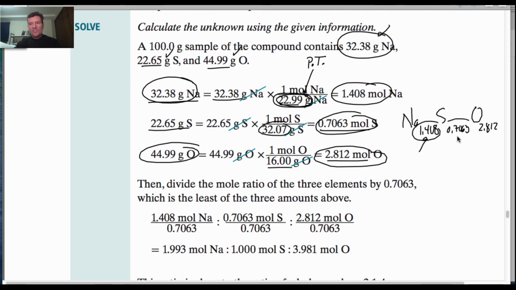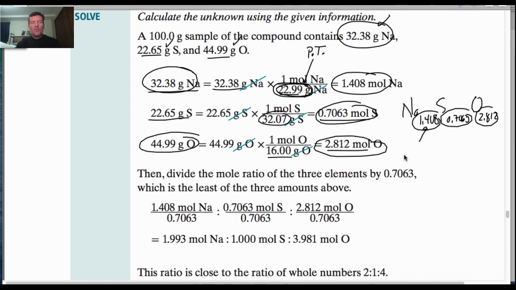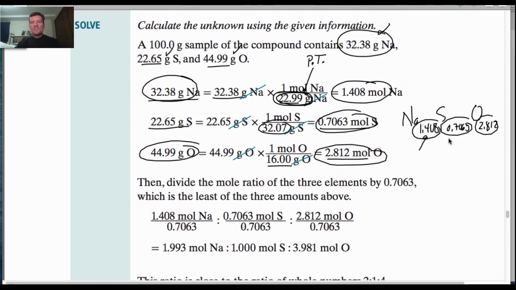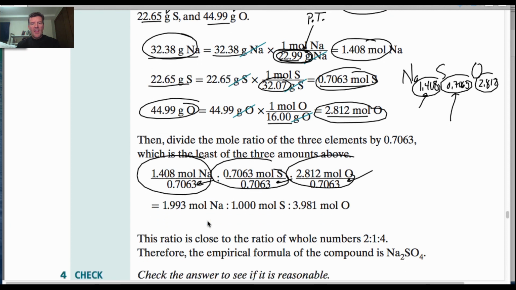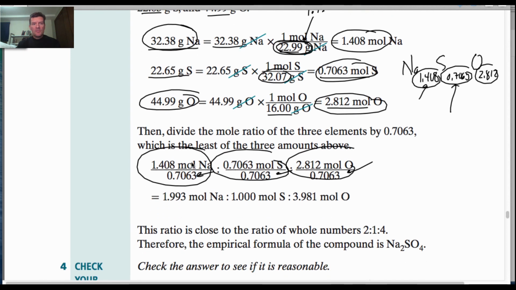This is the ratio. This is the correct ratio, but we have to have whole numbers. So what we do is we take the smallest of these numbers, which is 0.763, and divide them all by that smallest number. Notice, all of the mole amounts are divided by the smallest of the 3 mole amounts. And we get close to whole numbers.